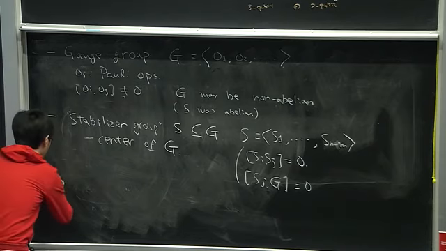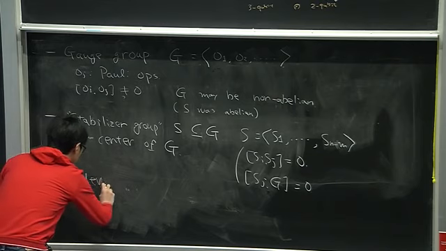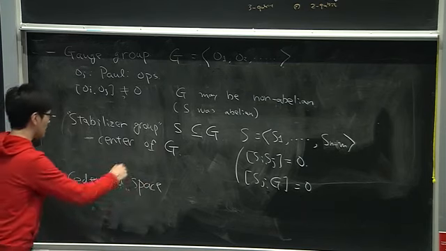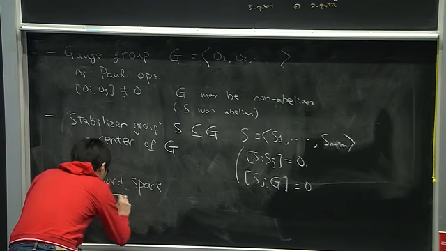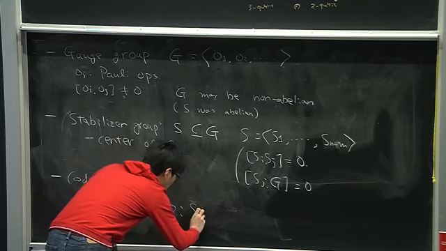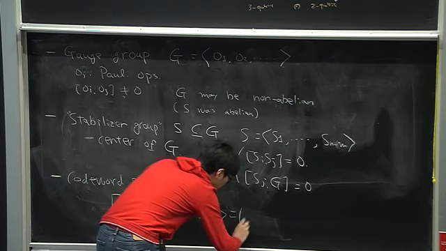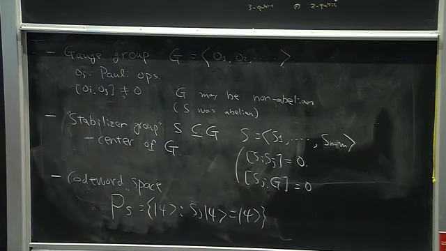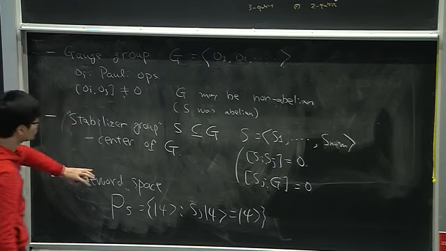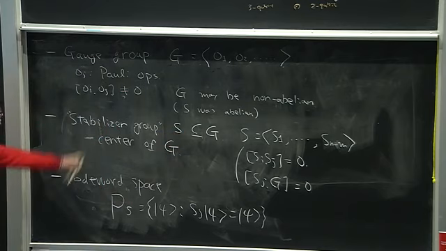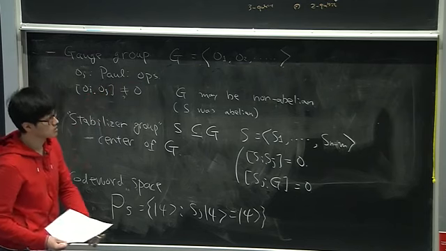Now, we are going to define code word space by using these stabilizer generators. So PS is just a bunch of things which are stabilized by the stabilizer. Now, of course, this definition reduces to a stabilizer code if G is abelian, which is the S equals to G case. But because there are some non-commuting element, this generalization happens.